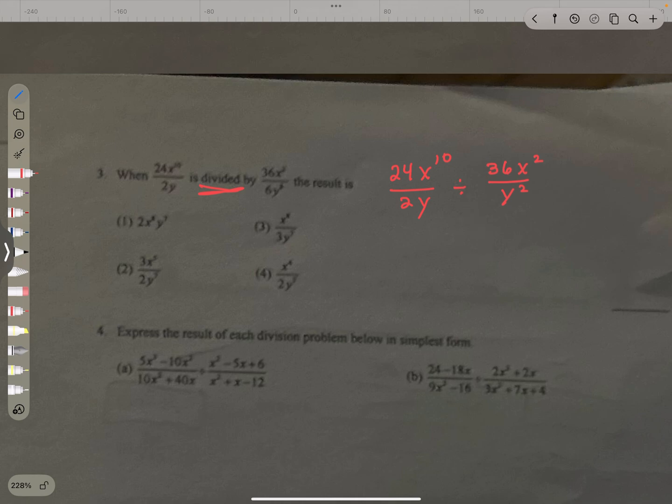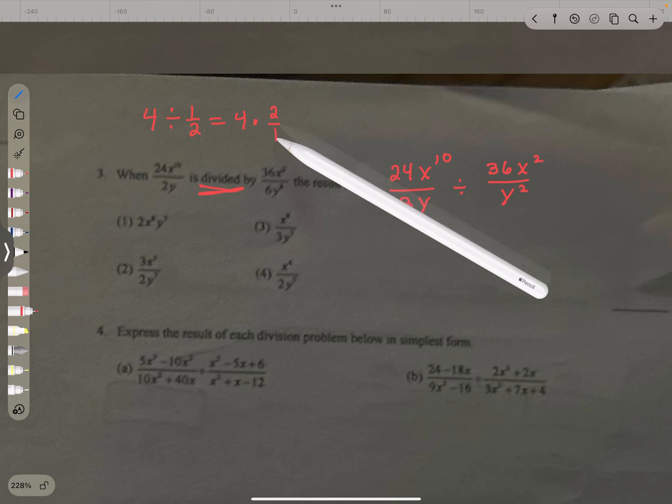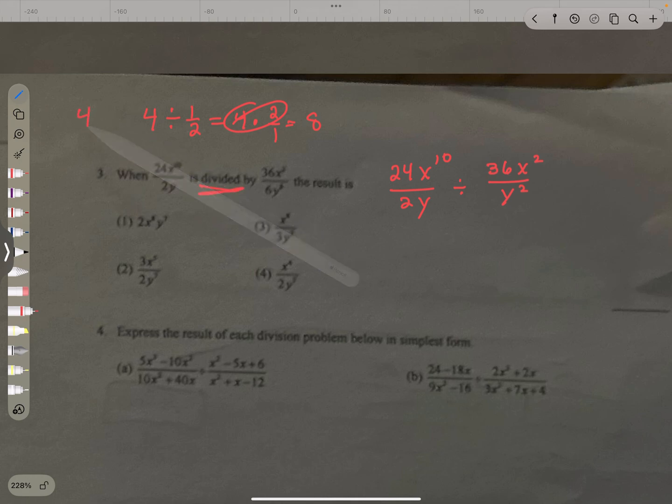But if you remember back in the old school days, like if you had, let's make it a number you'd know how to do. Say I had 4 and I had to cut it in half, divided by half. That, by the way, is 8. But here's why it's 8. You don't divide by fractions. You multiply by reciprocals. And now it's just 4 times 2 gives you 8. Some people don't understand how that gives you 8, but you got to understand the question. How many halves are in a 4? Well, there's 8 halves in there.